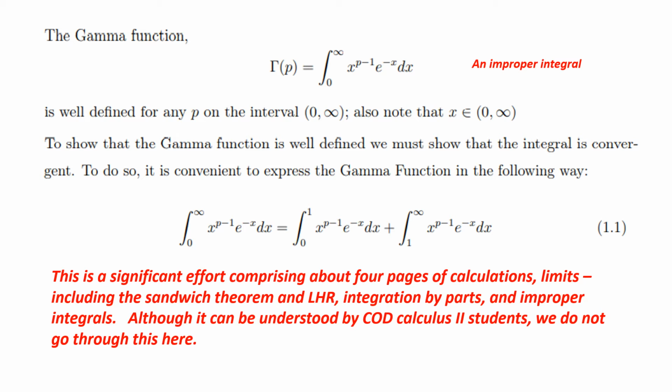It involves taking limits. It includes the limit from your Calculus 1 course called the sandwich theorem, and your limit from other courses called L'Hopital's rule. It involves integration by parts and improper integrals. So you see the stuff that you're studying here really does come up a lot. Now, although this proof could be understood by COD Calculus 2 students, I'm choosing not to go through it here because it would distract you actually at an important time of the term.